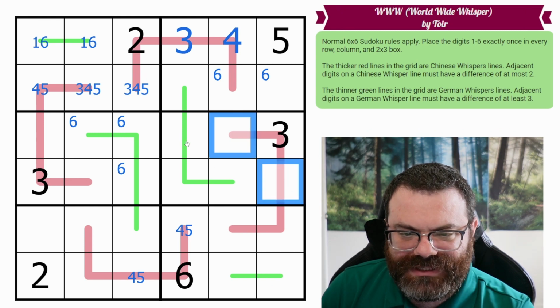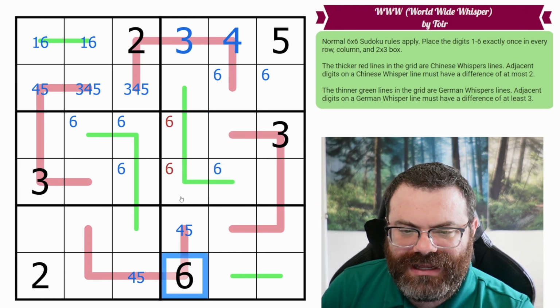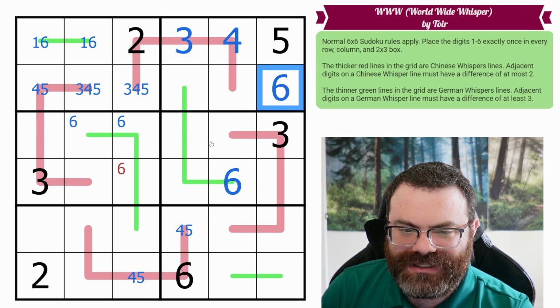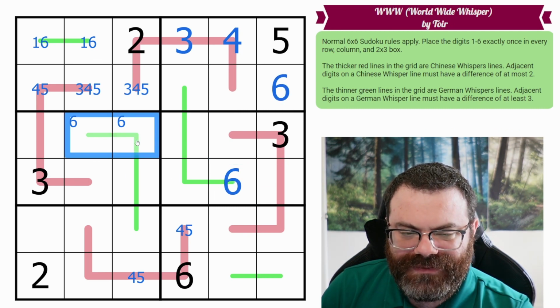Right, neither of these are 6, so this line's going to have a 6 on it. And there's only one place for 6 in the box now. That's there. That's been there for a bit. That's a 6. Okay.